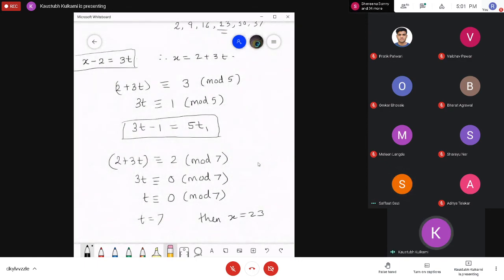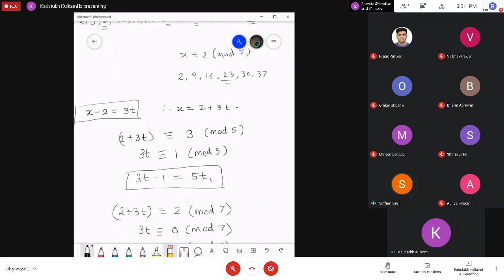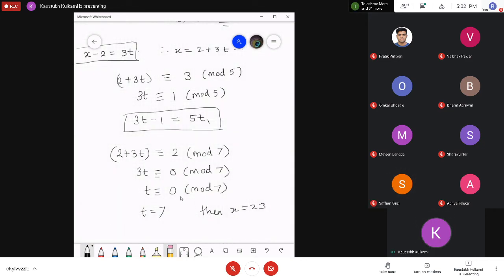Excuse me, sir. The place where we got 3t is congruent to 1 mod 5: if we use the multiplicative inverse property here, we can get the value of t, in case there's a situation where we have 1 there. So you'll have to find a multiple of 3 which leaves the remainder of 1. So 3 into 7 gives 21. So you could find it over here as well directly, t as 7. But in this case, it was quite more apparent. Subtract 2 from both sides and t is congruent to 0 mod 7.